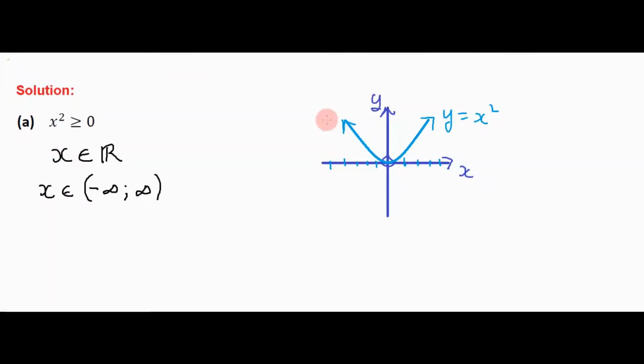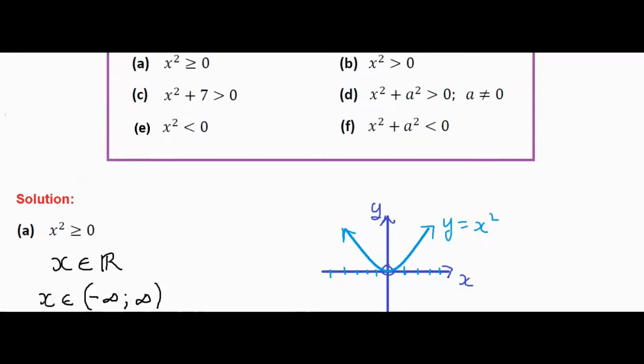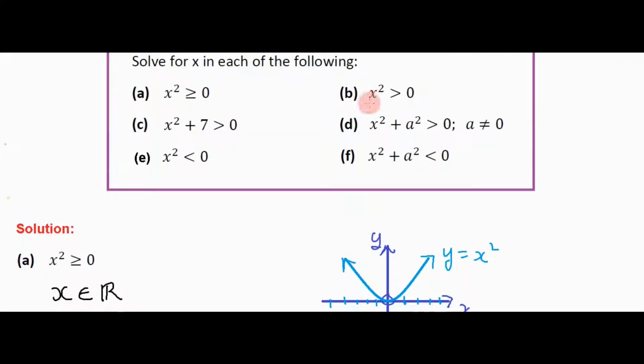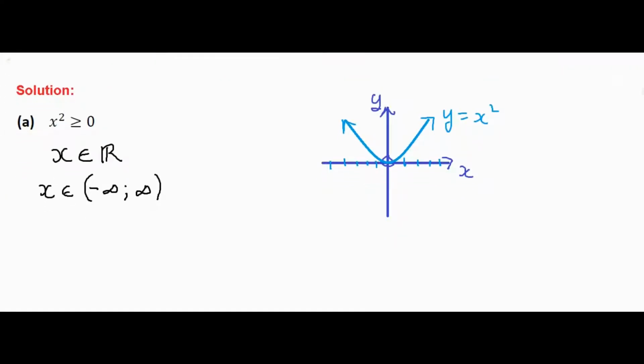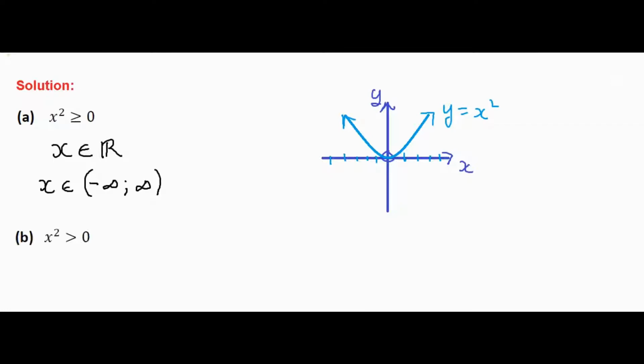Let's look at the second inequality. We have x squared is strictly greater than 0, and we must find the value of x. So x squared strictly greater than 0, or positive. We're looking for numbers that when we square them, we get a positive answer.